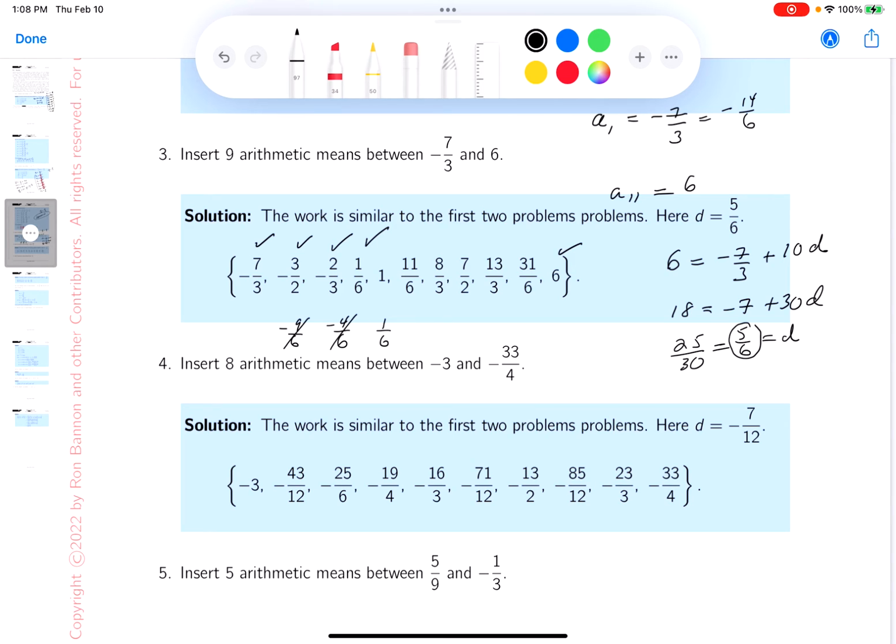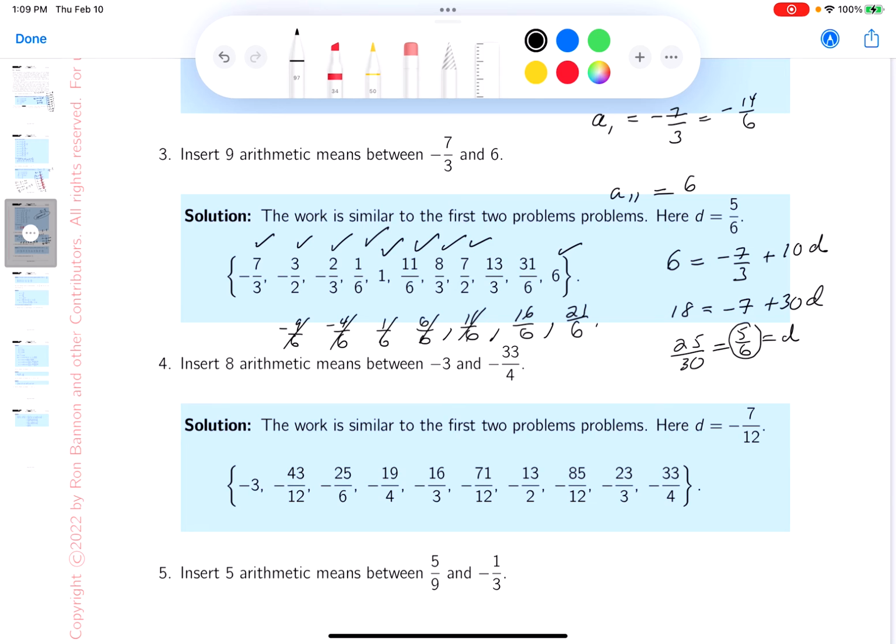Then what do I do? I add 5/6 to that. What would you get there? 6/6. It gives you that number, which is 1. Then what do I add on? 5/6. That would give you 11/6. I'm seeing that there. Then what do I do? Add 5/6. That's going to give you 16/6. What's 16/6? Well, that reduces to 8/3. All right. Then what do I do? Add 5/6. What do you get? 21/6. 21/6 reduces to 7/2.